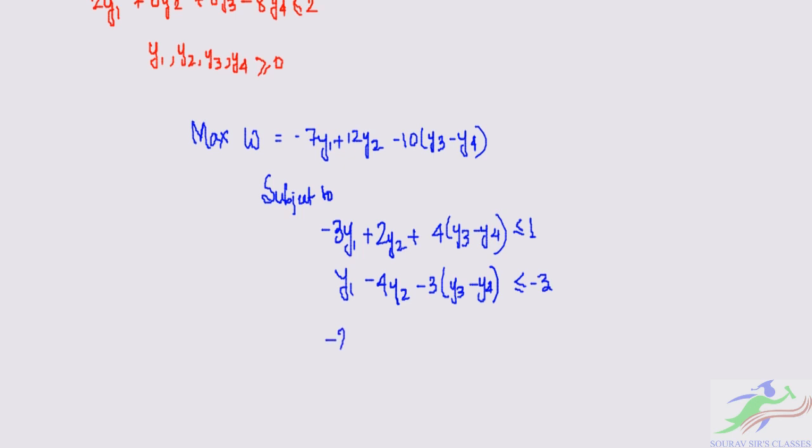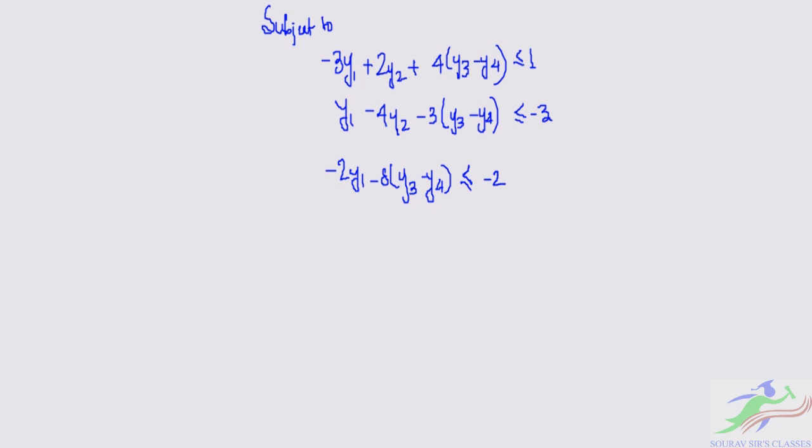So from here you can get minus of 2y1, the equation will be 8 of y3 minus y4, less than or equal to minus 2. Okay, this is 8. So we can write this as 2y1 plus 8 of y3 minus y4, it should be less than or equal to 2. Then all the limits are out. So from here you can write y1, y2, y3, y4 is greater than or equal to 0, right?